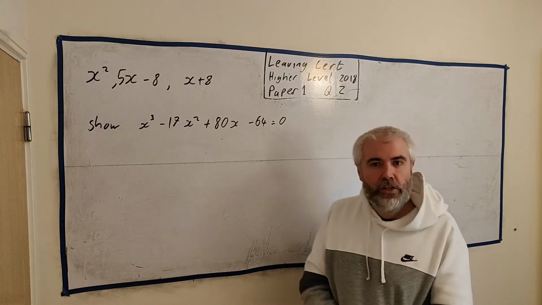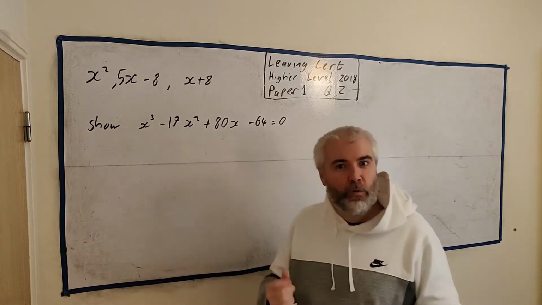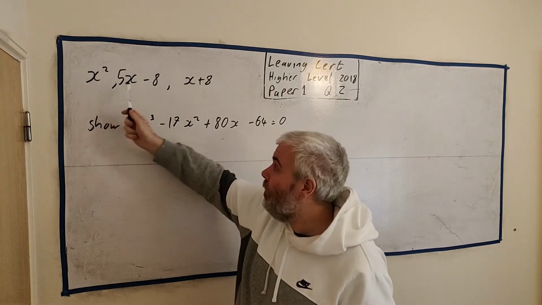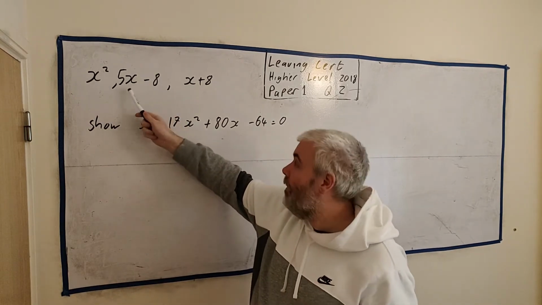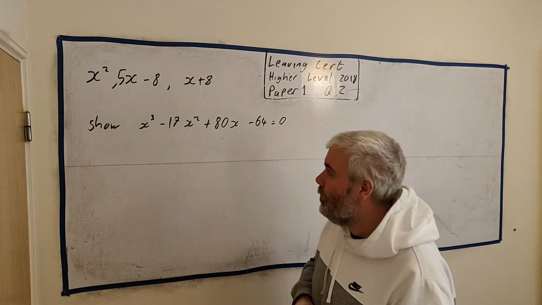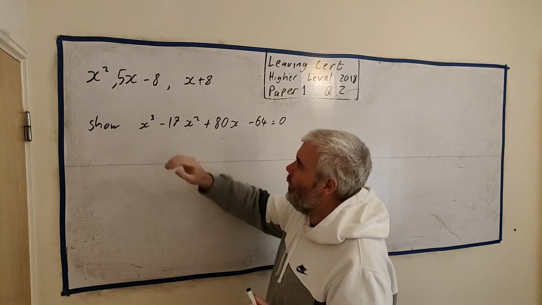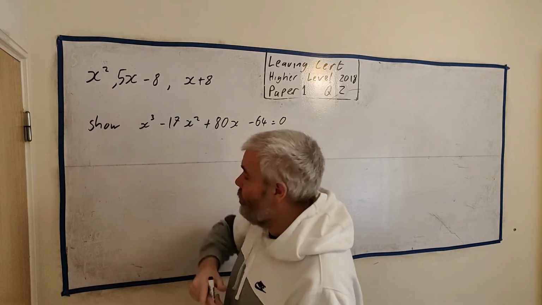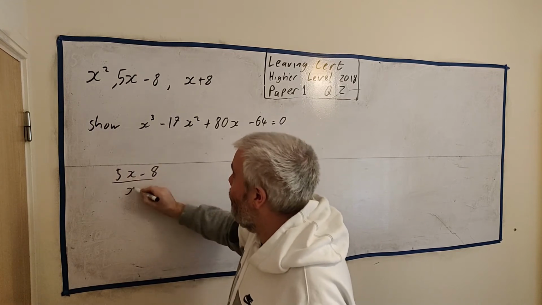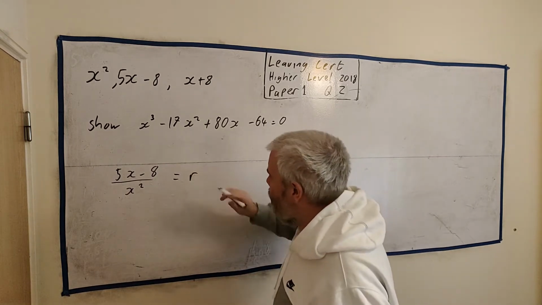Okay, so the common ratio is the multiplication factor between each term of a geometric series. So if you multiply the first term by something, you get this one. If you multiply this by the same thing, you get this one. So we can use that fact to find the common ratio. Another way to say what I just said is divide the second by the first and that will give you the common ratio. 5x minus 8 divided by x squared is equal to the common ratio.